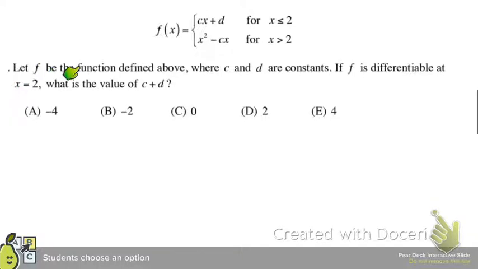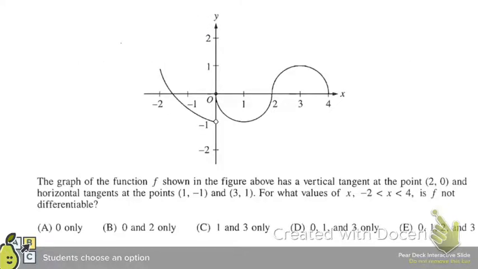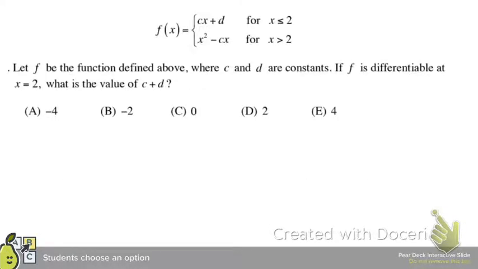For this one, it says let f be the function defined above, where c and d are constants. If f is differentiable at x equals 2, what is the value of c plus d? So remember, in order for a piecewise function to be differentiable, it has to also be continuous. So let's plug in the breaking point to both of these, and we're going to force them to be equal to each other.